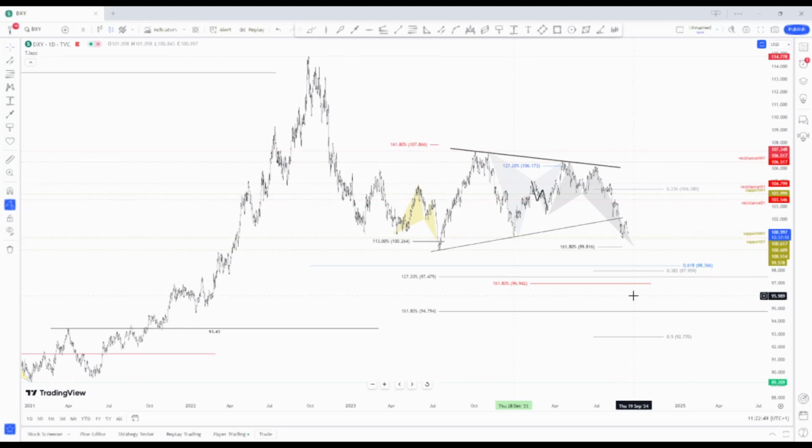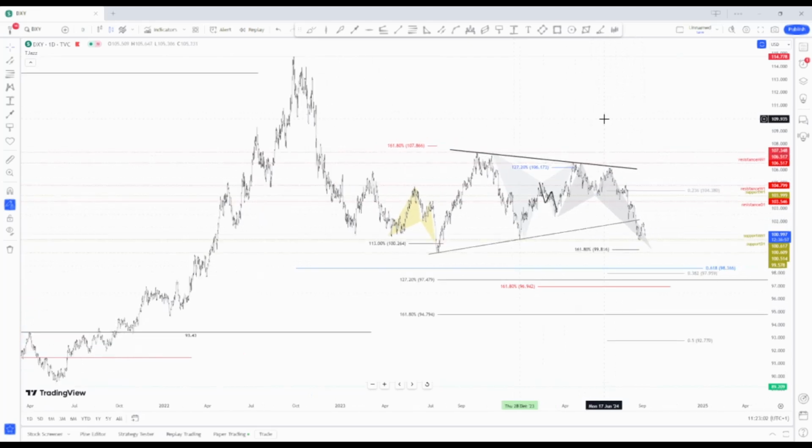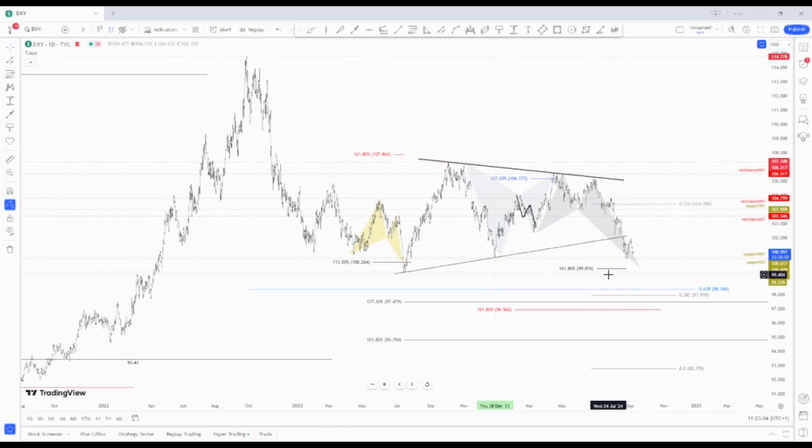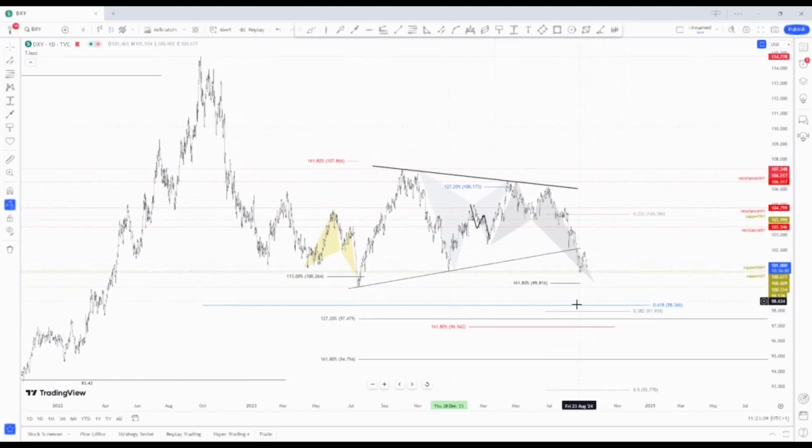So that being said, the DXY, this is a daily time frame chart. I posted this chart before, and I shared these possibilities with you earlier this week for the DXY, the eventual formation of the crab pattern at 99.81. As you can see, this pattern is projected above the previous lows from July 2023 last year.